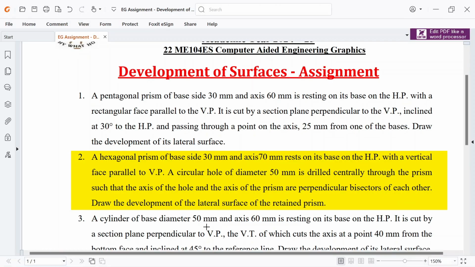Good morning, students. Today we will see the second problem of development of surfaces assignment. A hexagonal prism of base side 30 mm and axis 70 mm rests on its base on the HP with a vertical face parallel to VP.